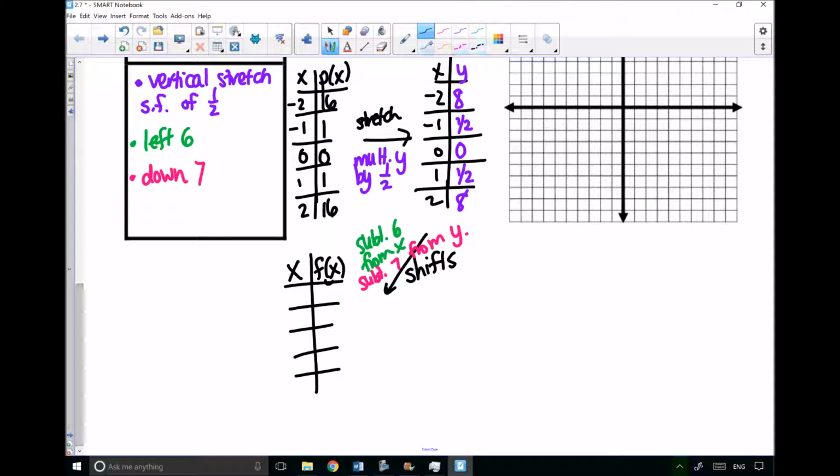Well, when I subtract 6 from x, this negative 2 should become negative 8. When I subtract 6 from negative 1, I get negative 7. This gives me negative 6, negative 5, and negative 4. Okay, when I subtract 7 from y, 8 minus 7 will give me 1. 1/2 minus 7 will give me negative 6.5. Negative 6 minus 7 gives me negative 7. Sorry about that. And then this will be negative 6.5, and this will give me 1.